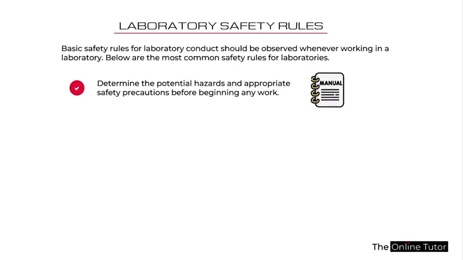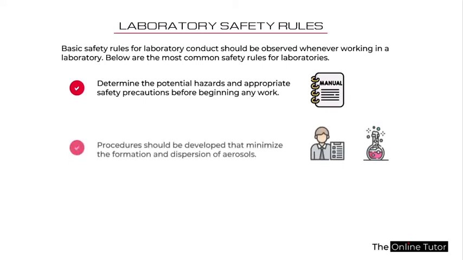Now, determine the potential hazards and appropriate safety precautions before beginning the experiment. This simply means read your experimental manuals. So if you read your experimental manuals, you know the safety precautions you need to take during the experimental process. You know the hazards that are associated with the experiment, and you prepare towards them diligently. So always make sure you read your instruction manual so you know the potential hazards that may occur and then the safety precautions to take to avoid them from happening.